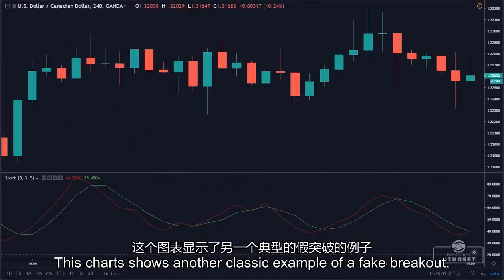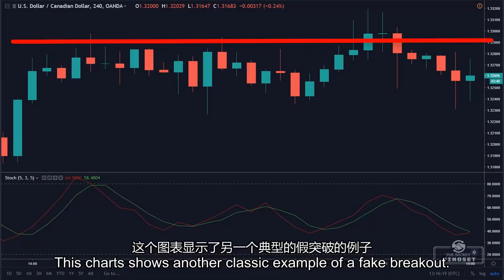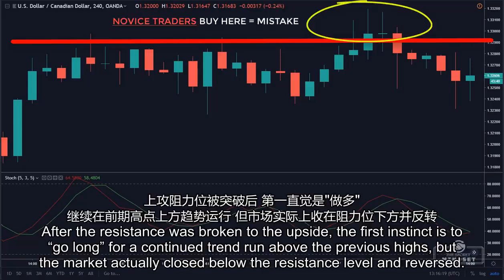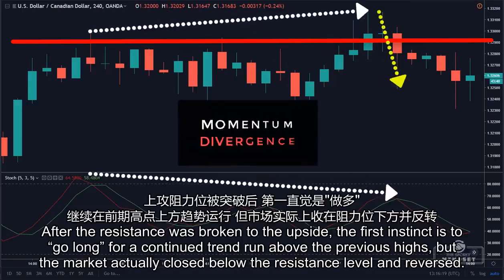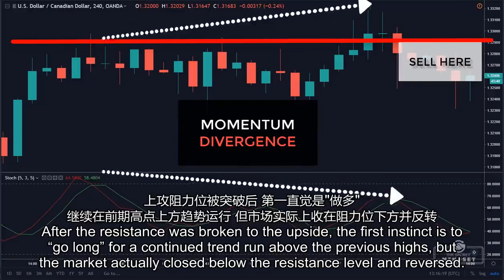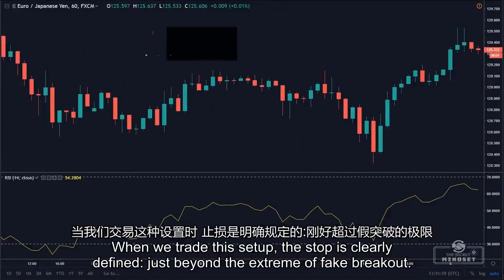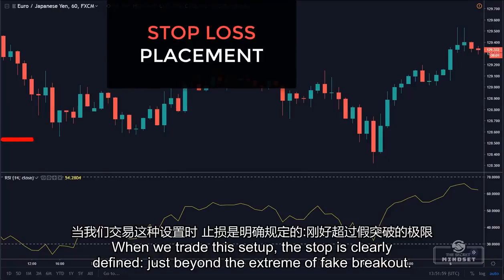This chart shows another classic example of a fake breakout. After the resistance was broken to the upside, the first instinct is to go long for a continued trend above the previous highs, but the market actually closed below the resistance level and reversed. When we trade this setup, the stop is clearly defined, just beyond the extreme of the fake breakout.